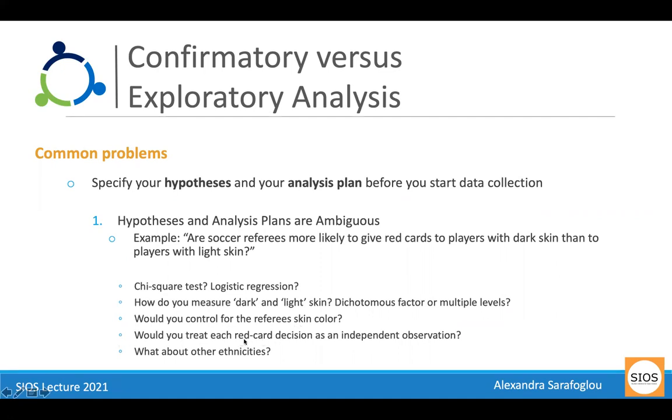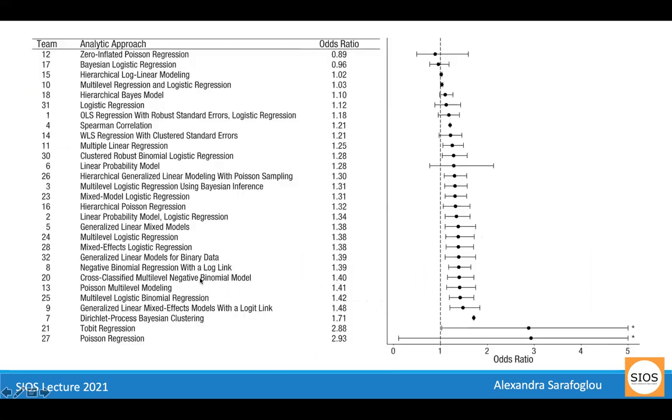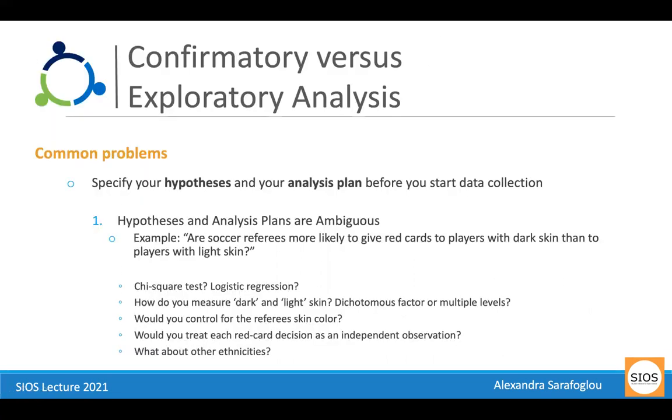Will you treat each red card decision as an independent observation, or maybe just some referees are racist but others are not? And what about other ethnicities, for instance, Asians? Are you going to put that in your research question or not? So yeah, these are all decisions that you have to make beforehand. And it can be really complicated.